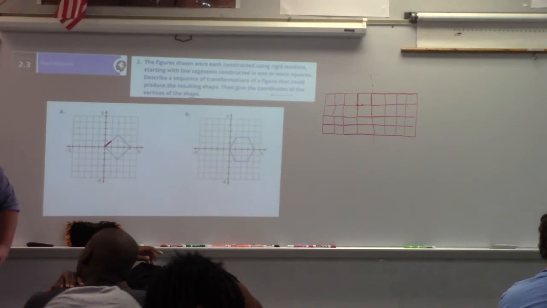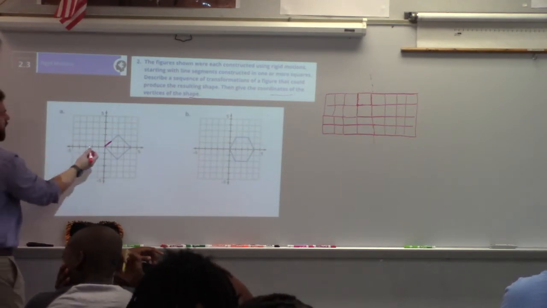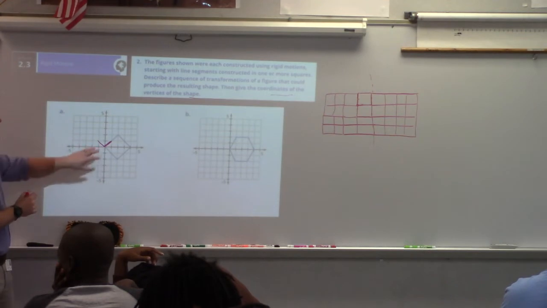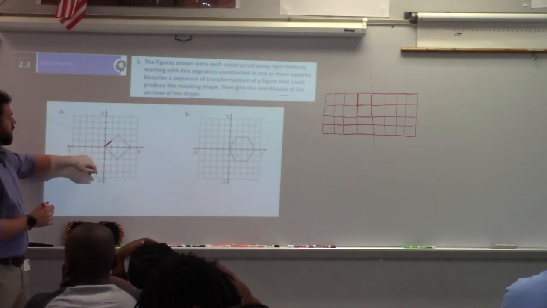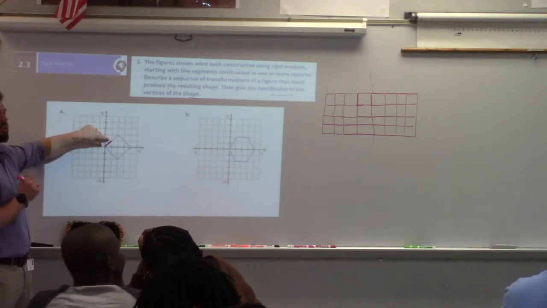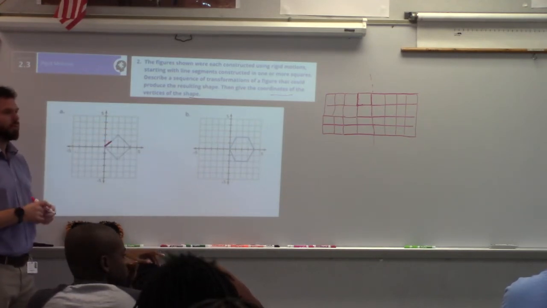What are you thinking? Okay, how are you going to reflect it? Makota, how are you going to reflect it? If I reflect it to the left, it's going to end up over here. Oh, you still want to? Well, let me clarify. We took this one line segment, and we use our transformations to create the rest of this blue square.